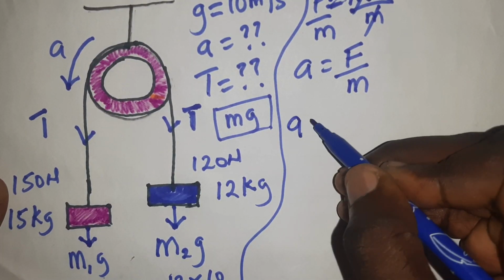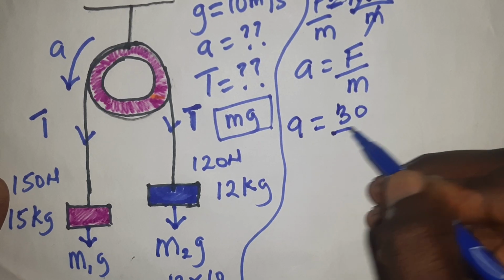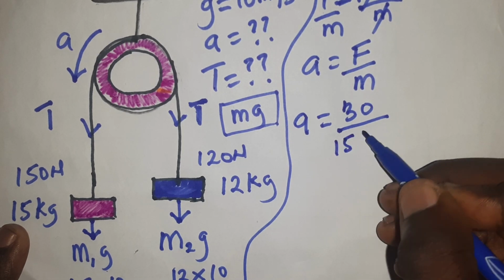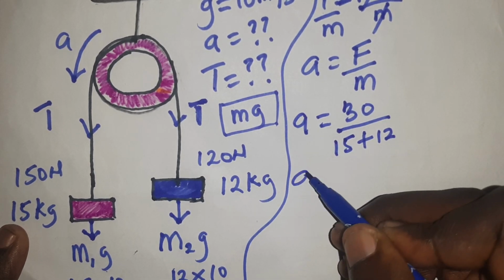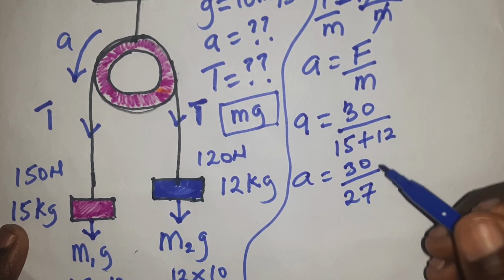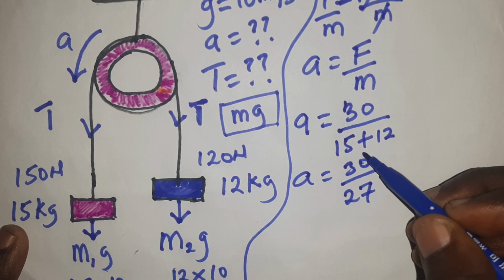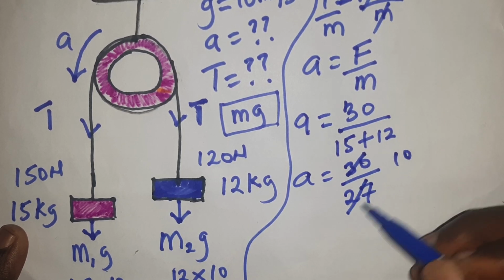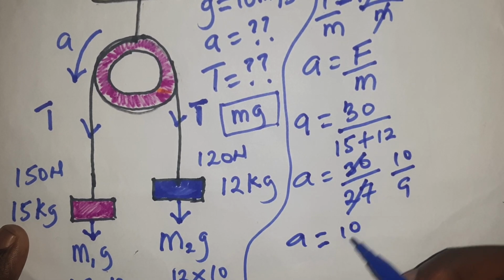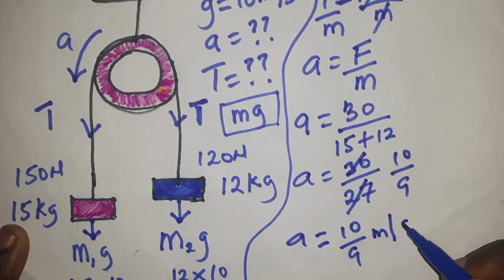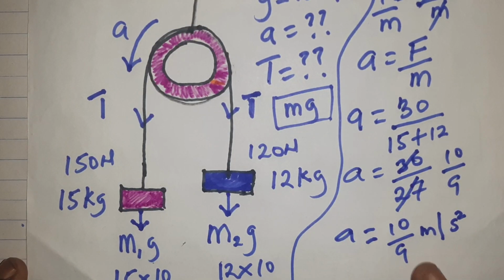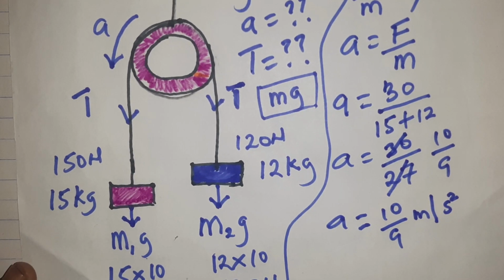The acceleration will now be equal to 30 over the combined masses, which is the 15 kilogram plus the 12 kilogram, 15 plus 12. The acceleration will therefore be 30 over 27. We can still reduce this. 3 can go: we have 3 here in 30, which leaves 10, and 3 here in 27 leaves 9. So the acceleration is therefore equal to 10 over 9 meters per second squared. So when the masses fall this way, this will be their acceleration from rest.